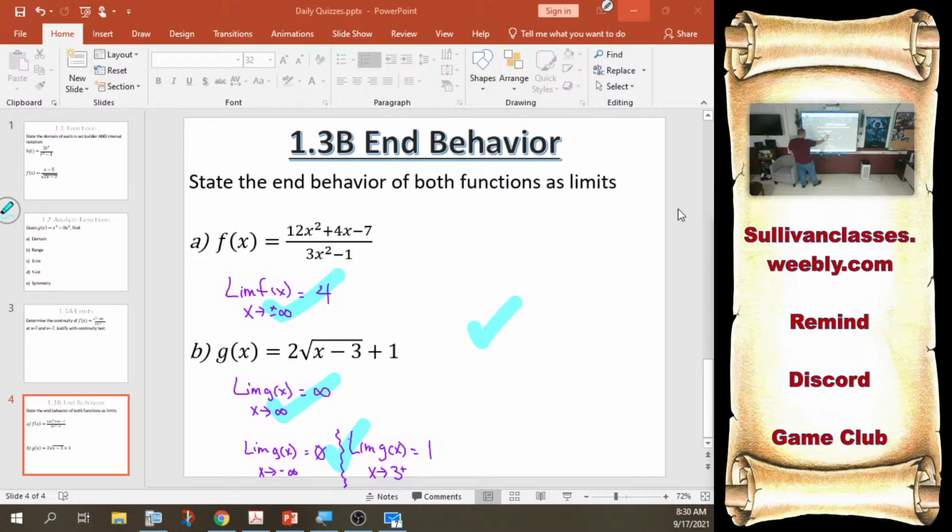Well, that's like a thing. Did you have the right things? Were they all limit notation?